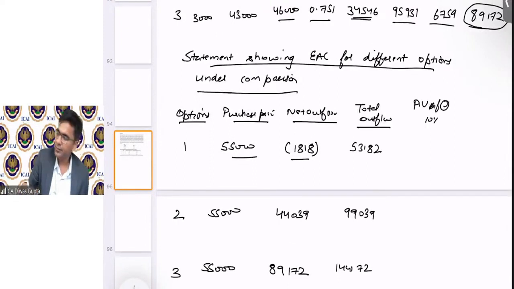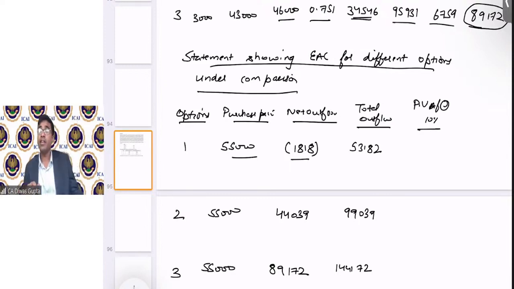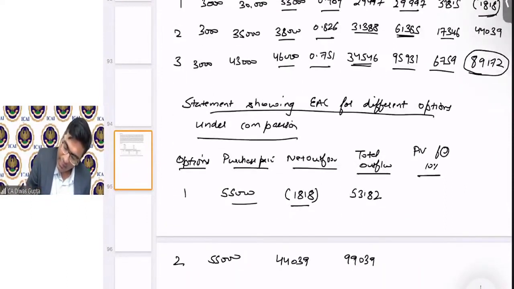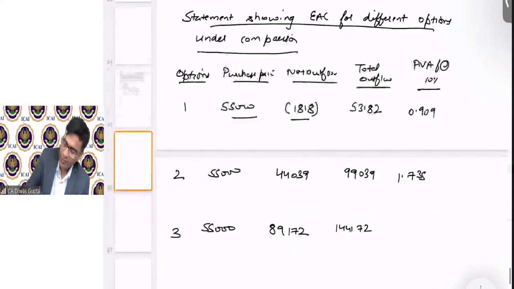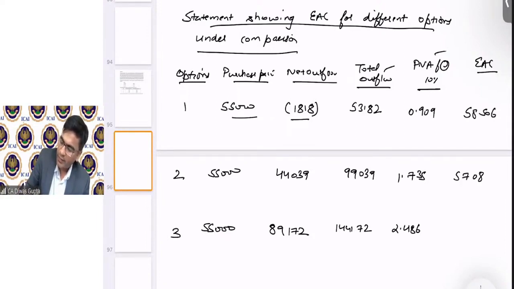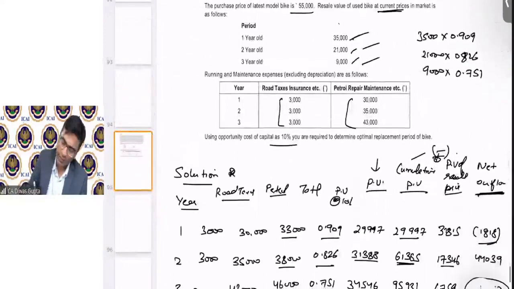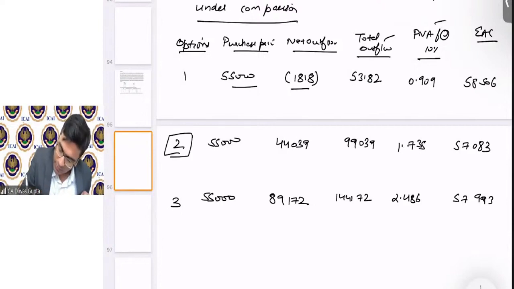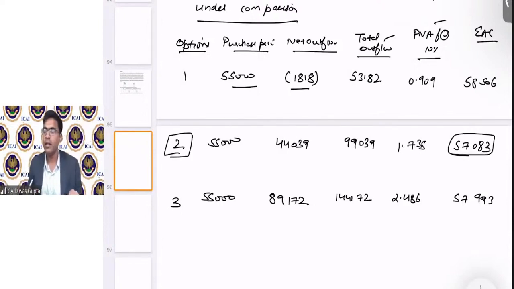PVAF at the rate of 10%. So here we will use the annuity factor, right, students? Because we have to calculate the EAC. 0.909, 1.735, and lastly 2.486. So the EAC will be total outflow divided by PVAF. First 58,506, 57,083, 57,993. What is required from the question? The question is asking us to determine the optimal replacement period of the bike. So the optimal replacement period of the bike is 2 years because it has the minimum EAC at 57,083.